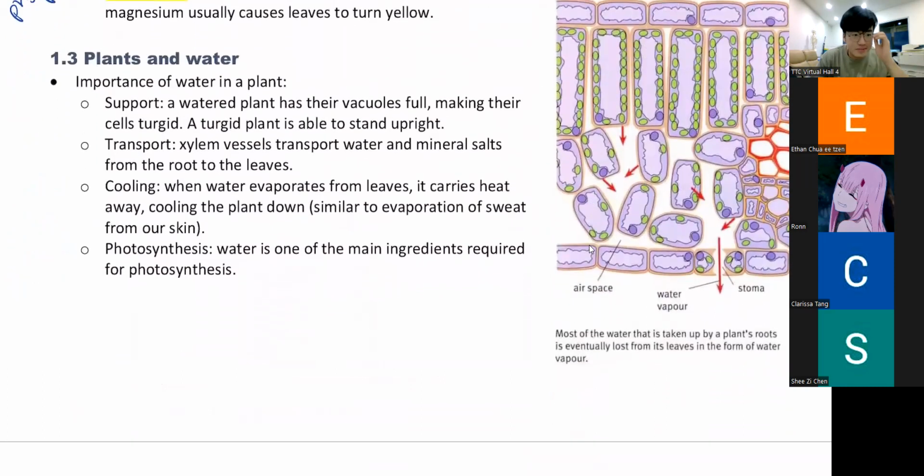What about water? So plants and water, the importance of water in a plant, right? As you know, we need to water our plants.